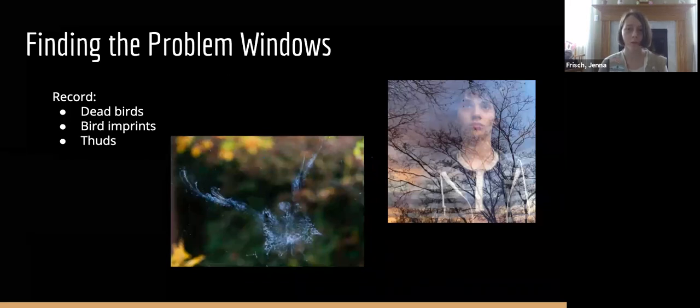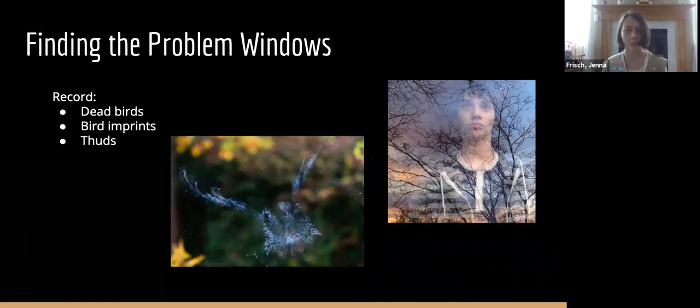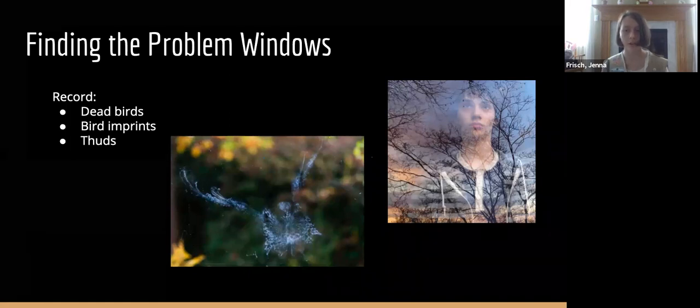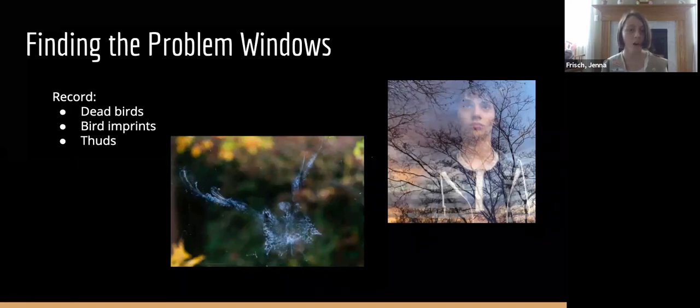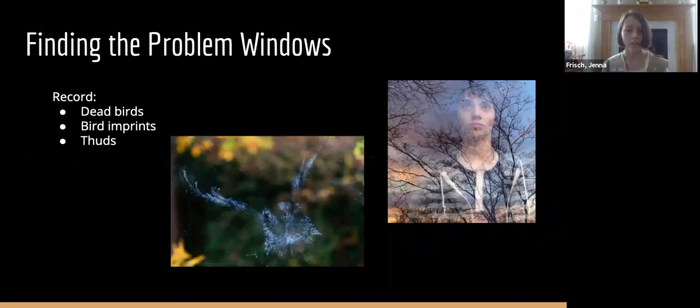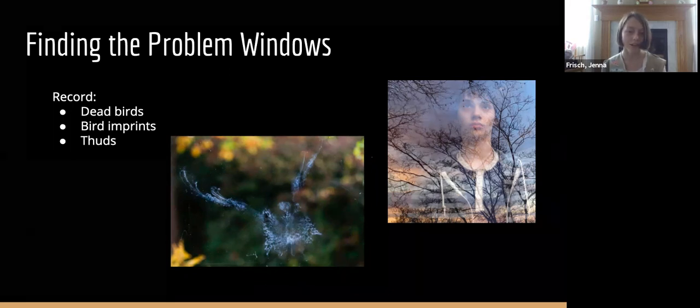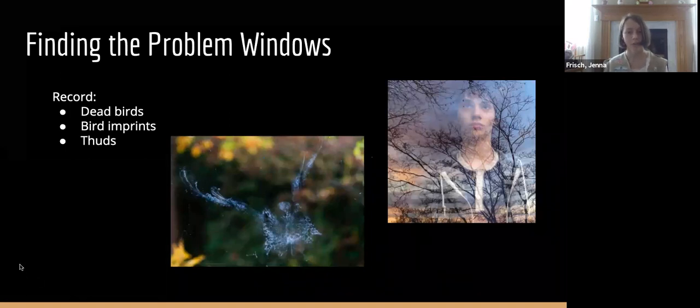So, how to find the problem windows. We should try to bird-proof every window in your home, but that doesn't always work. So you can record how many bird deaths there are, bird imprints, or how many times you hear a bird run into the window. Once you have your data, you can apply some of the bird preventatives. Another way to find the problem windows is to go outside and look at the windows, see what the reflection looks like. Look at it from the bird's point of view.